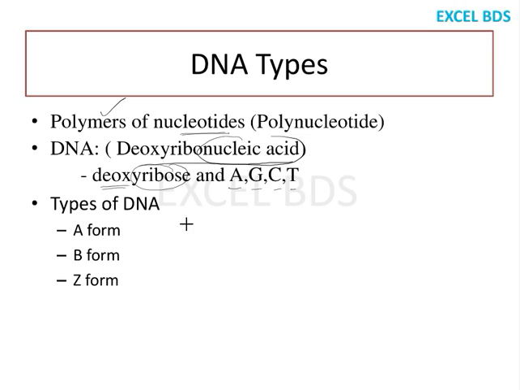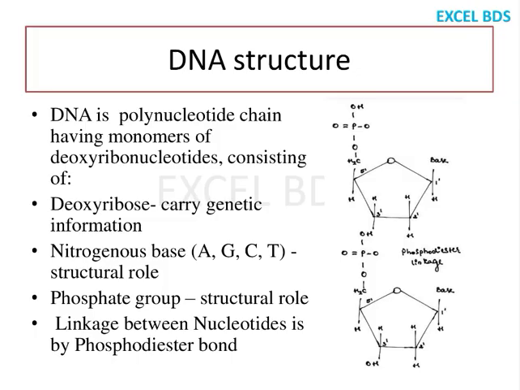And one more short answer question, they might ask you what are the different types of DNA. There are majorly three types of DNA: A form, B form and Z form. So these are the three different types of DNA.